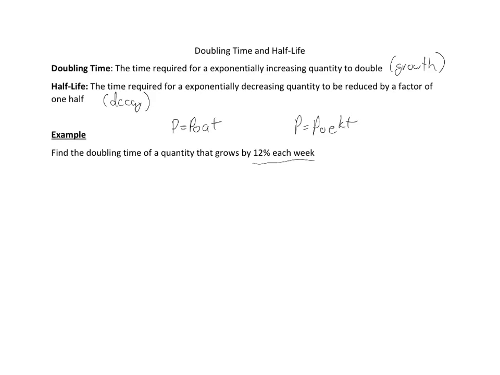Really, the equation we're going to solve is 2 times P naught equals P naught times 1.12 to the T, since it's 12% each week. You're saying, where did this come from? What we want to know is how long something is going to take to double. Let's say the initial value was 10. Then we'd be solving when 20 equals 10 times 1.12 to the T. If 10 was the initial amount, 20 would be double that.